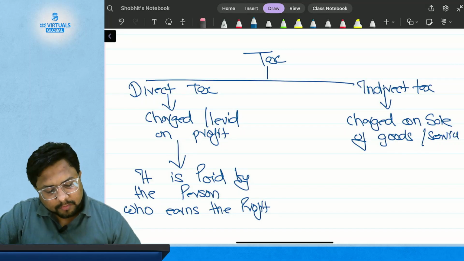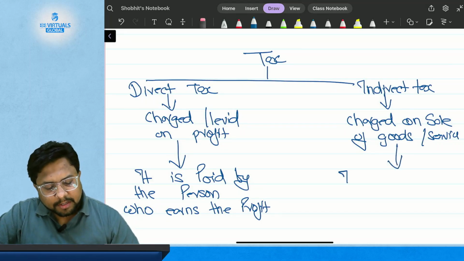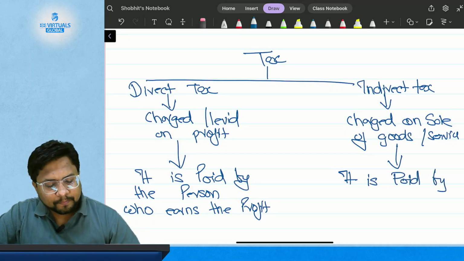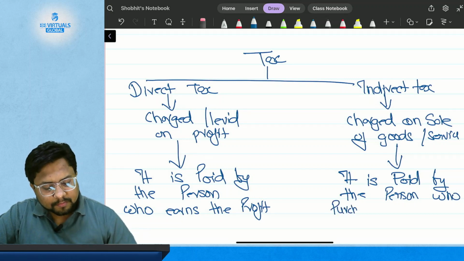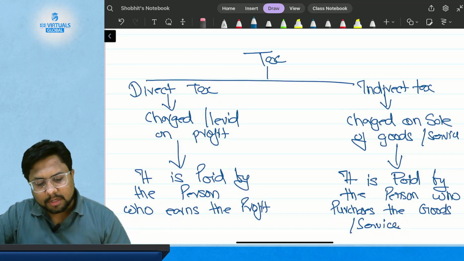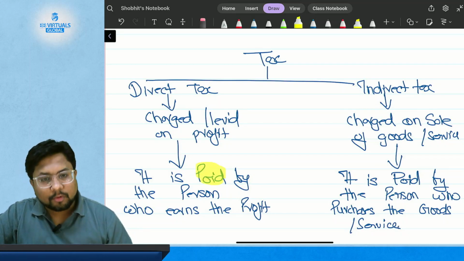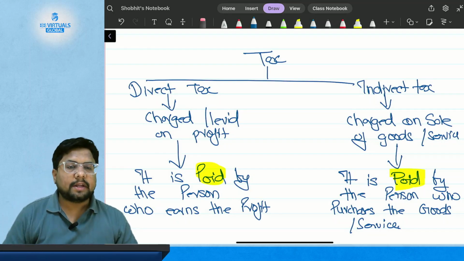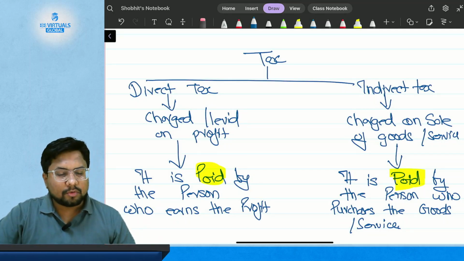But when it comes to indirect tax, it is paid by the person who purchases the goods or service. Here I am talking about who pays. Direct tax is paid by the person who earns the profit, but indirect tax is a tax which is paid by the person who buys the goods or services.